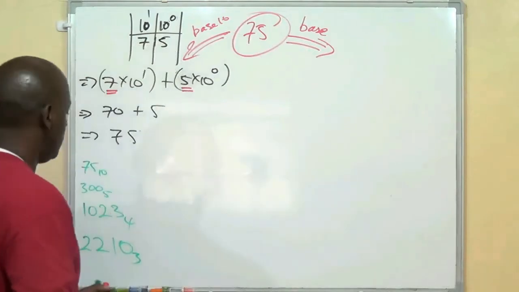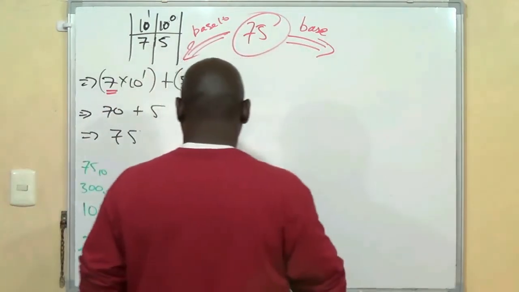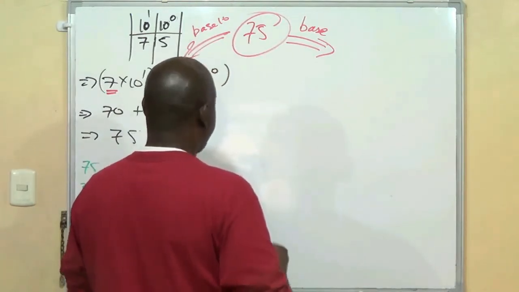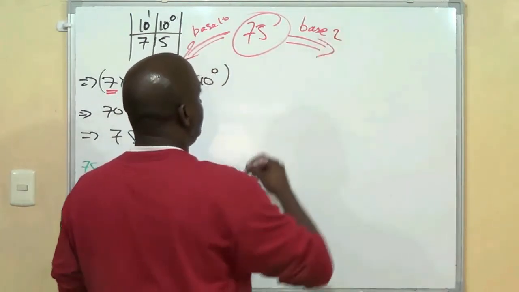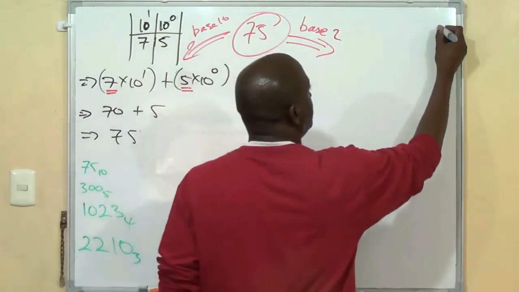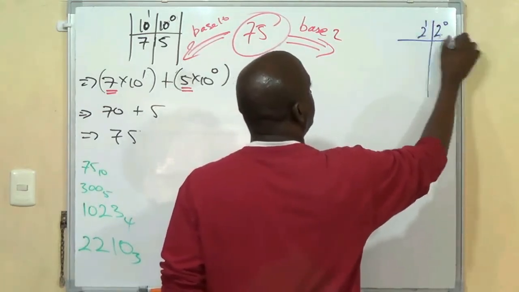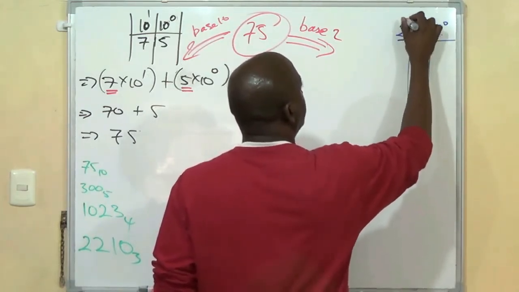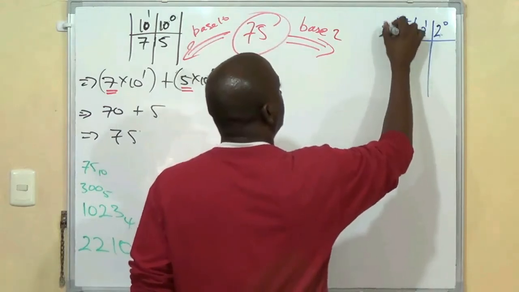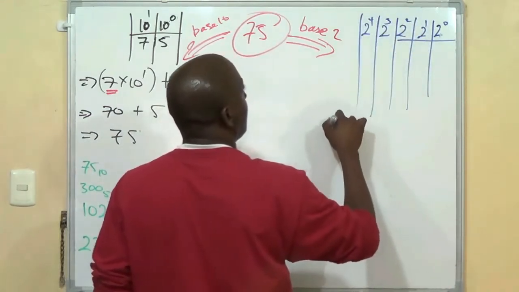So in base 2, we go in again. Powers of 2. Now we're doing base 2 this time, which means that we're operating in powers of 2. So we start again. 2 to the power 0, 2 to the power 1 is 2, 2 to the power of 2 is 4, 2 to the power of 3 is 8, 2 to the power of 4 is 16.